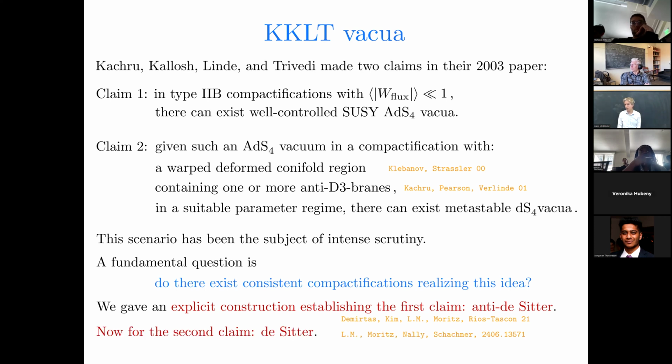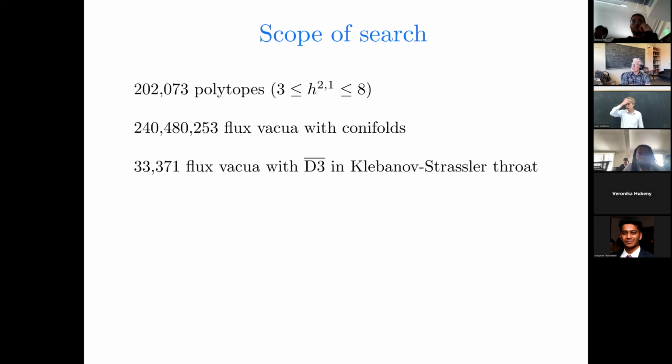And now for the second claim, de Sitter, where, as you might expect, going from a supersymmetric to a non-supersymmetric case, the claims I make will have to be much more guarded. So what's needed? If you compare the first claim and the second claim, to go from AdS to dS, one needs to also have, on top of the AdS vacuum, a Klebanov-Strassler throat, i.e. a warped conifold, and antibranes. So we went looking for that. And here's the scope of the search. We looked through 202,000 polytopes with complex structure moduli dimensions ranging from 3 to 8.